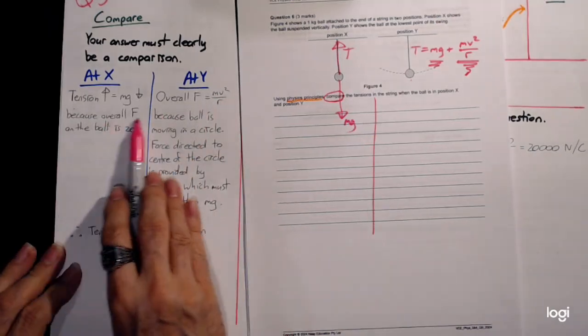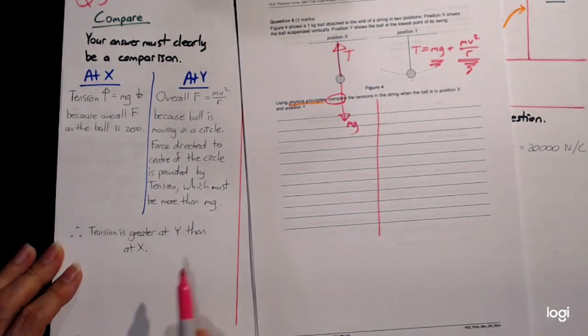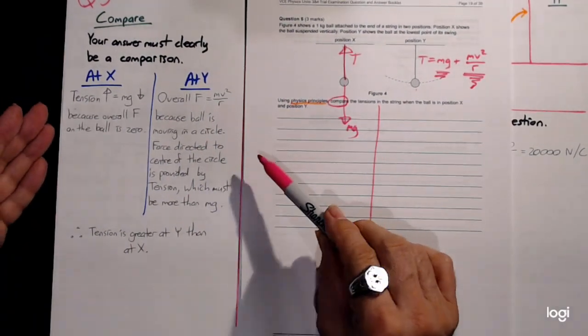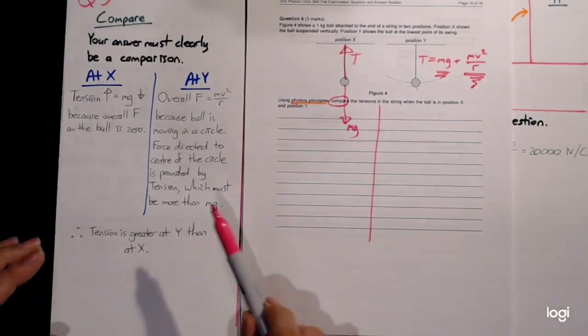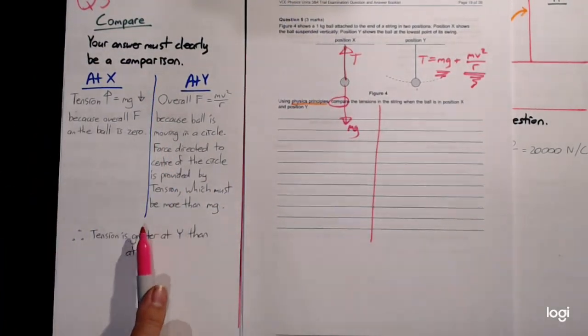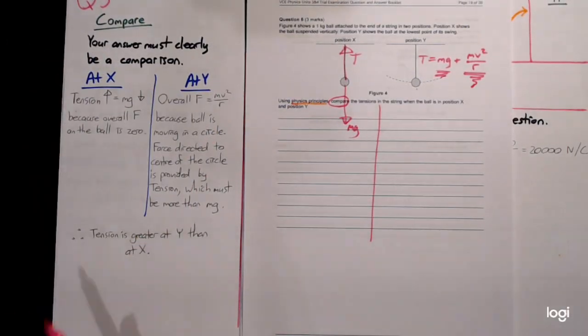I've got that. This is exactly what I would say in my answer. Right? So you can read that. You can pause this and read that at your leisure. But absolutely do this. Put a line down the bottom and go at X, at Y. That's a comparison.